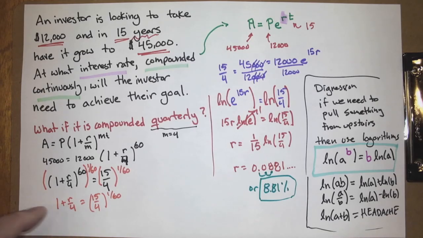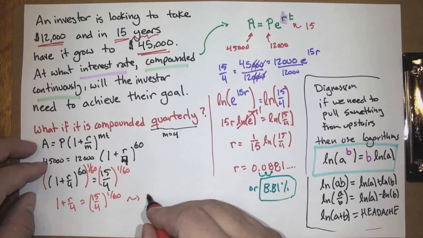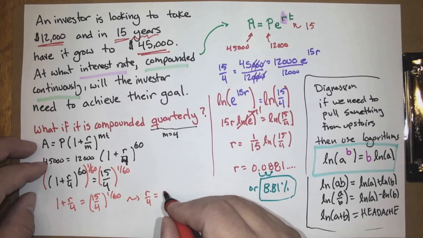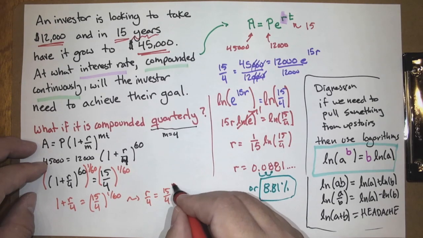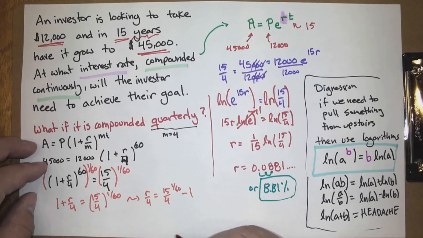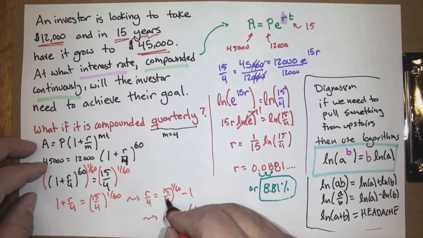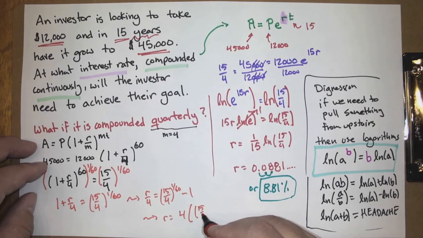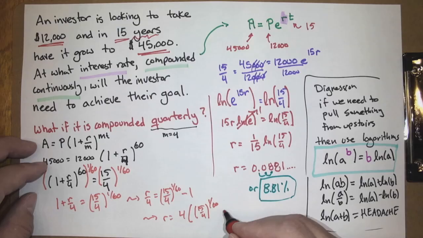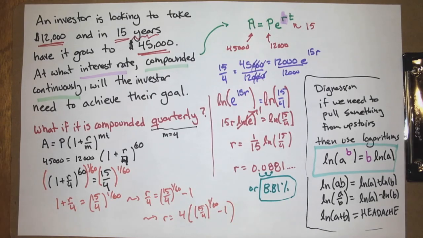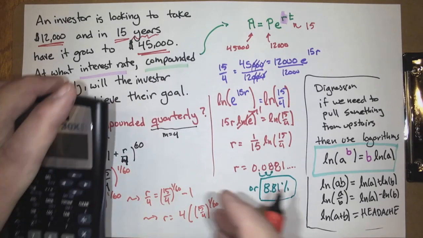Yeah, if we subtract 1, that gives us r over 4 is 15/4 to the 1 over 60, minus 1. And so that says r is 4 times, and I should have put parentheses here, 15 over 4 to the 1 over 60 minus 1. And the good news is your calculator can handle this kind of computation to the 1 over 60. So what do you do?